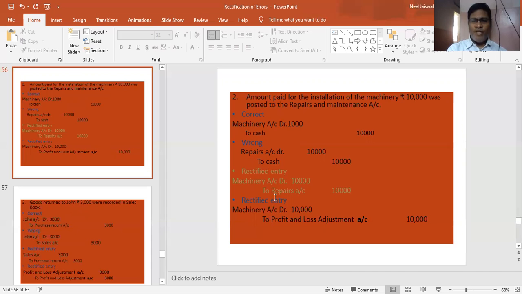We have to credit the repairs account for rectification, and we have to debit the machinery account. So machinery account debit to repairs, this should be the correct entry. Machinery account debit to repairs, this should be the rectifying entry.